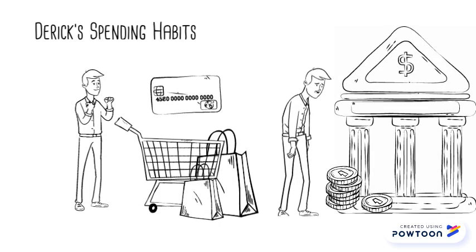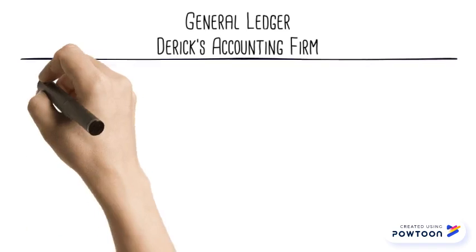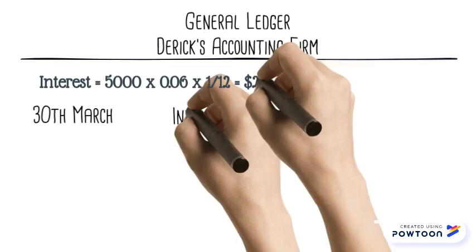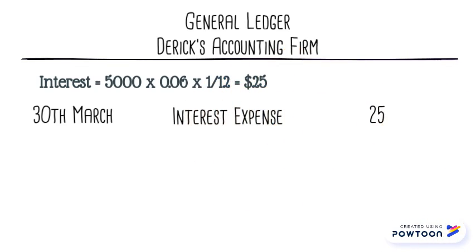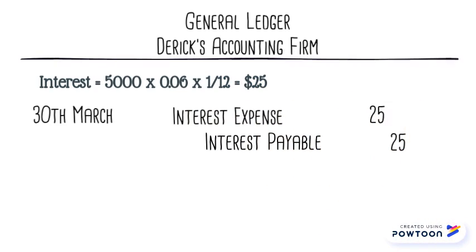So let's say I take out a loan of $5,000 at an annual rate of 6%. So doing the calculation, after 1 month, I would have incurred an interest expense of $25. That's money I owe the bank, so I have to increase the liability. So I increase interest payable by $25.